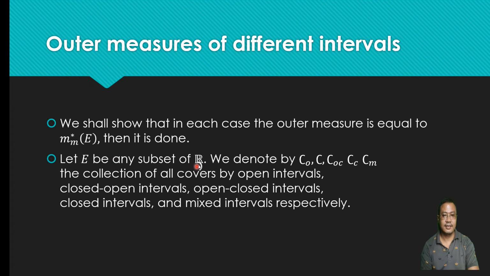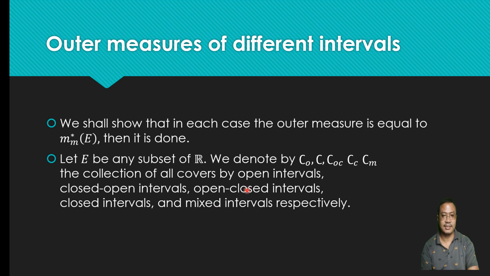Alright, we denote by C naught, C OC, CM the collection of all covers by open intervals. This is the collection of all covers by open intervals. This is the collection of covers by closed-open intervals, that is the original definition, and this one is open-closed intervals. And this one is closed intervals. All right, and the last one is the mixed intervals respectively.